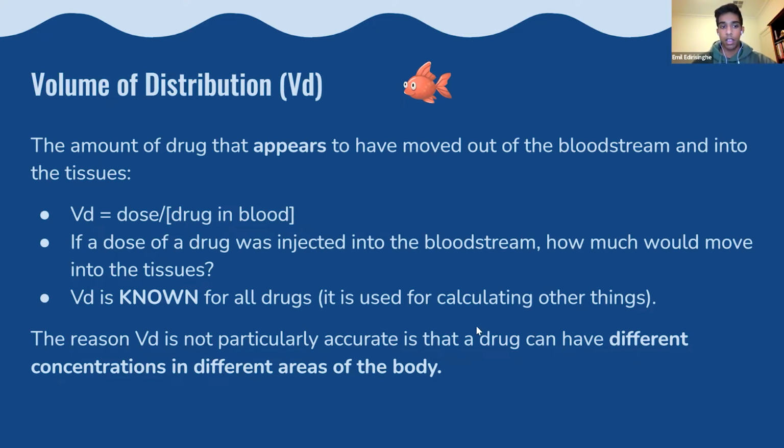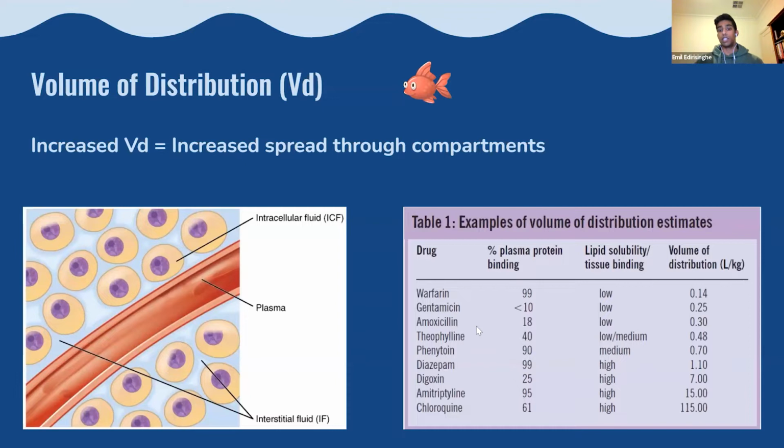The reason volume of distribution is not particularly accurate is because of the factors that we mentioned before: certain areas of the body have less perfusion than other areas, and certain compartments will have less or more of the drug than other compartments. And then also there's the factor of excretion and how fast the body excretes the drug.